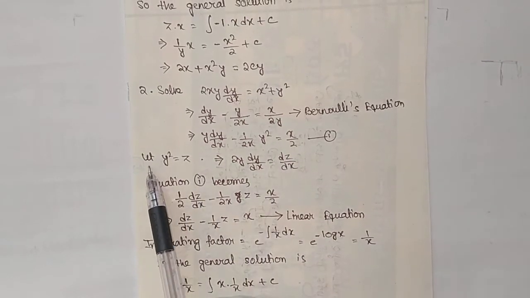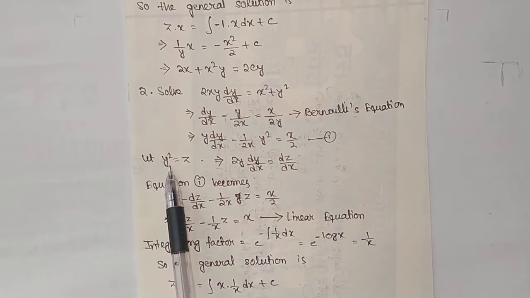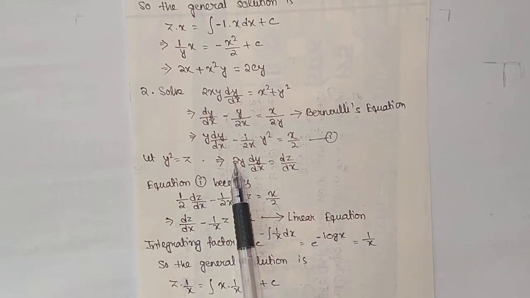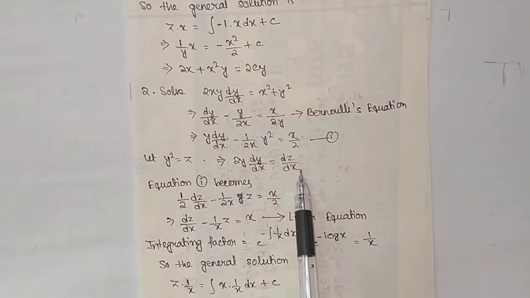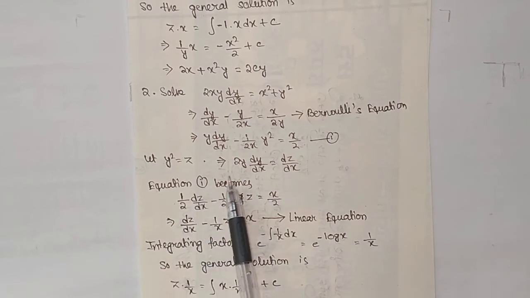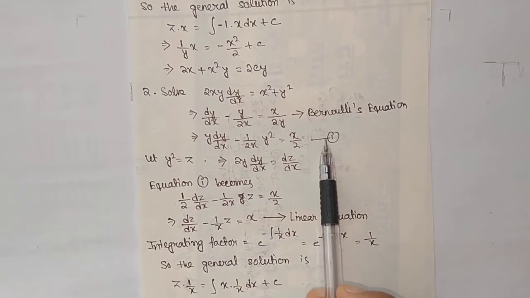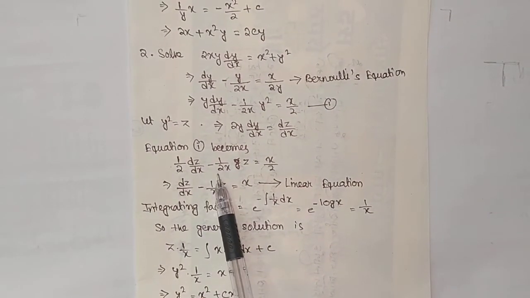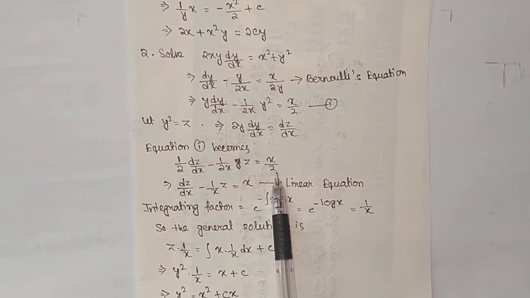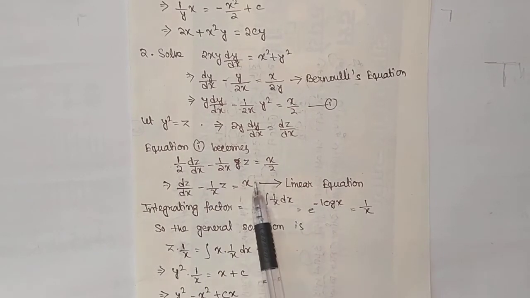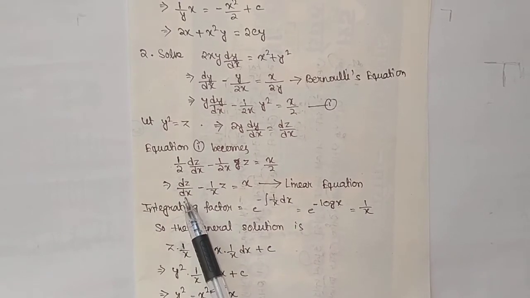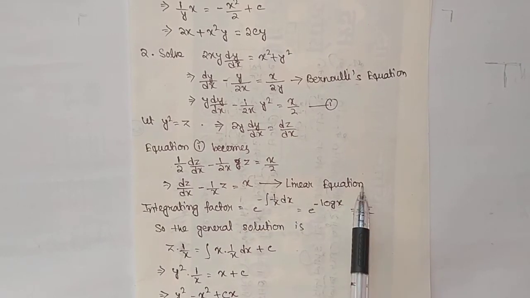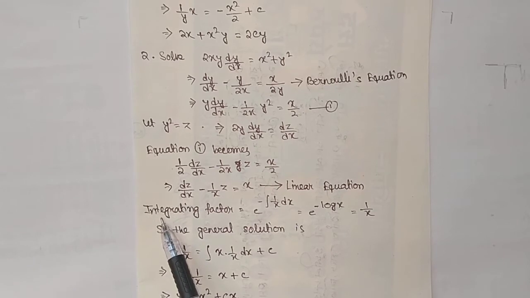Now we take y^2 = z. We differentiate both sides with respect to x, we get 2y dy/dx = dz/dx. Now we put these values in equation 1, we get (1/2) dz/dx - (1/2x) z = x/2. We cancel the 2 on both sides, so we get dz/dx - (1/x) z = x. So this is the linear equation.